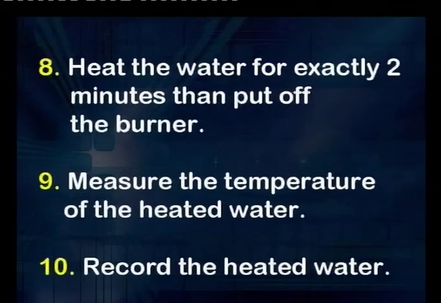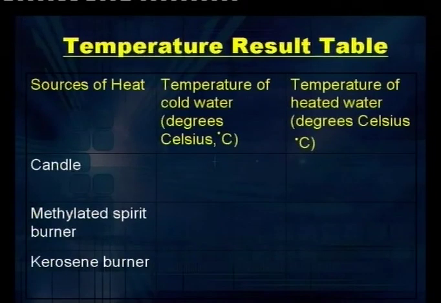You heat the water for exactly 2 minutes. So we will start together and then stop together. After 2 minutes, you will put off the burner. Then you will measure the temperature of the heated water by putting the thermometer inside. All right? And then you will record the result. Now, receiving students, if you don't have the worksheets with you right now, then you can draw this temperature result table into your exercise books. So get this done before we can start.